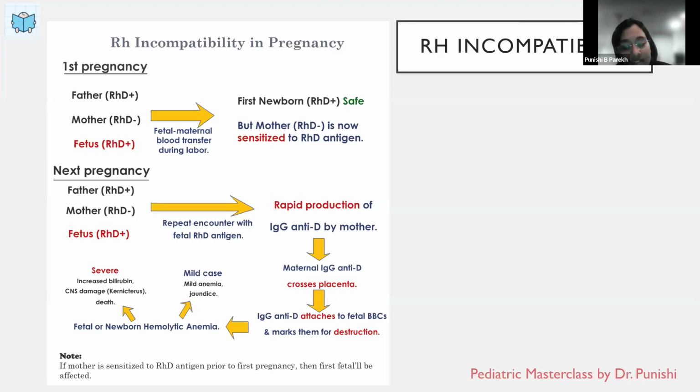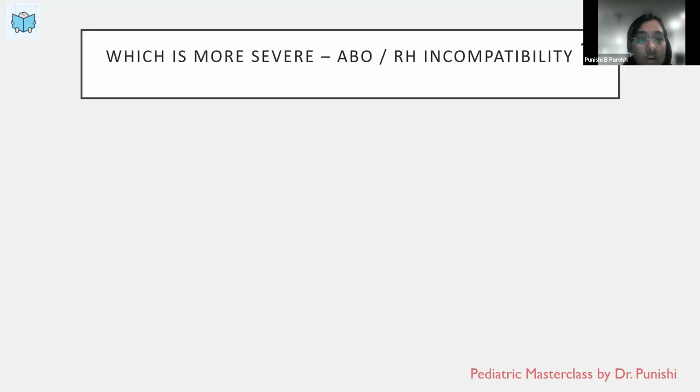So after having said this, which is more severe? Is it ABO or Rh incompatibility? The answer to this question is that definitely Rh incompatibility is way more severe than ABO. Why is that so? Why is it that Rh incompatibility can lead to such severe hyperbilirubinemia, such high levels of jaundice that the child might also require exchange transfusion?